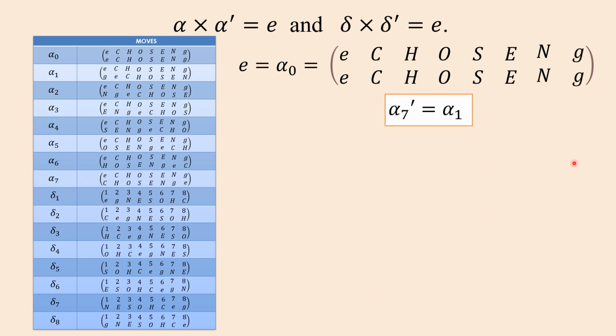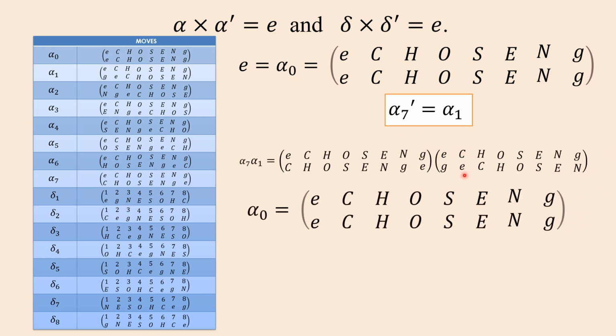Next, we have the inverse of alpha sub 7. The inverse of alpha sub 7 is alpha sub 1. So let's check. EG, GE, EE, CE, EC, CC, HC, CH, HH, OH, HO, OO, and so on. Therefore, the result is the identity element. Then the inverse of alpha sub 7 is true that it is alpha sub 1.